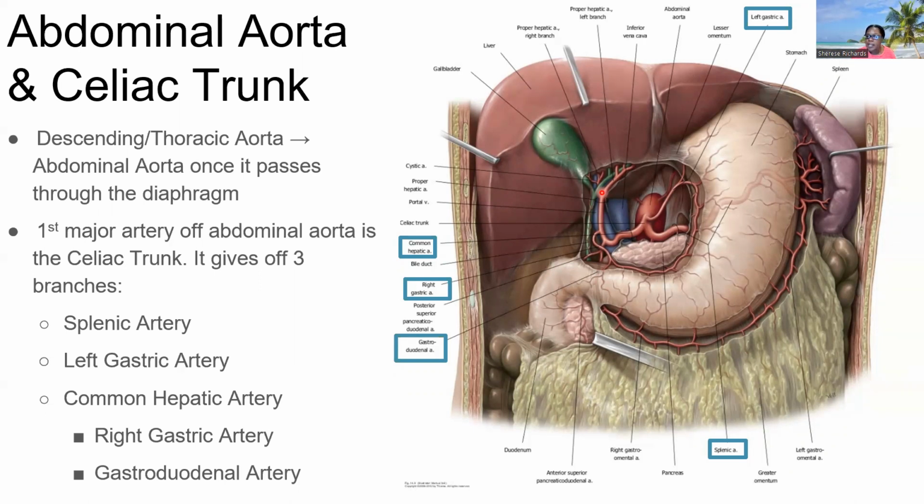And so this is basically covering all of the organs of the foregut, all of the major organs of the first part of the GI, which are the stomach, the spleen, the pancreas, the duodenum, and then the liver. Those are all supplied by branches of the celiac trunk.